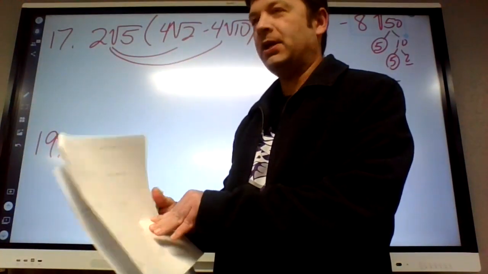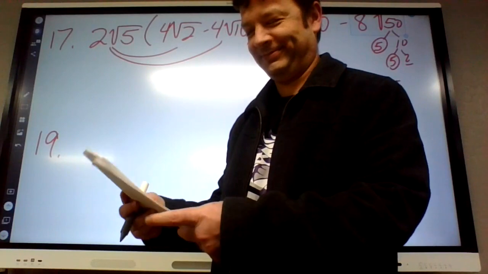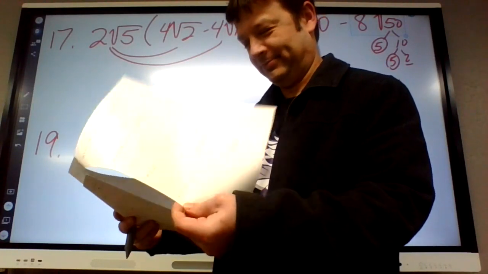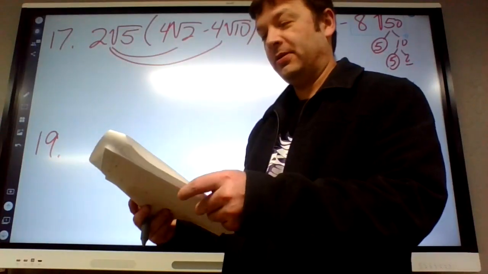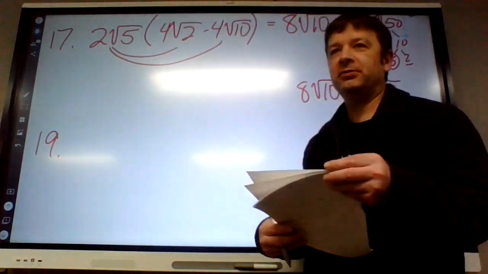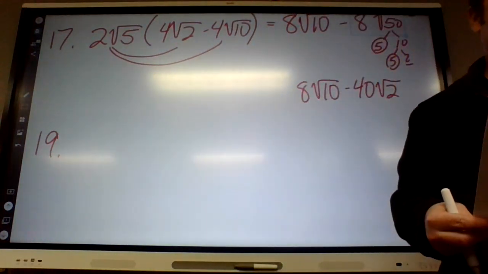Page 3 of the packet. Now we're halfway through the packet. No, technically we're a quarter of the way. We've only done this side. We've only done the odds.